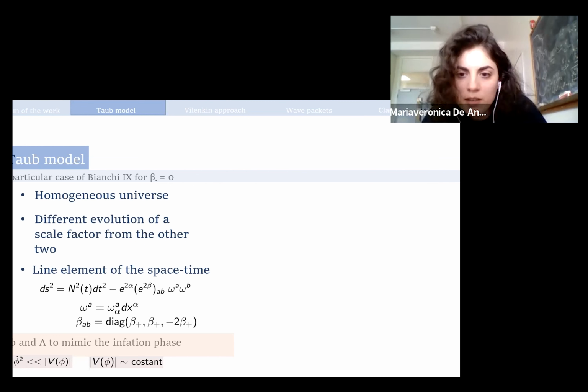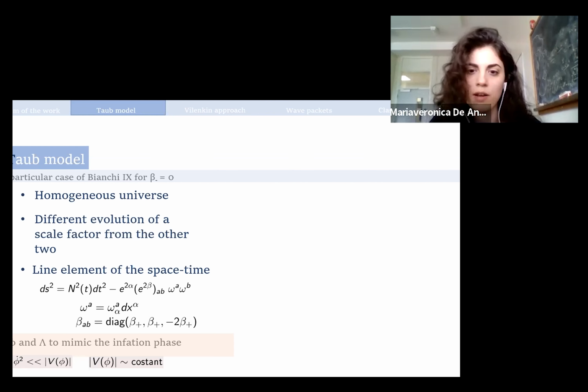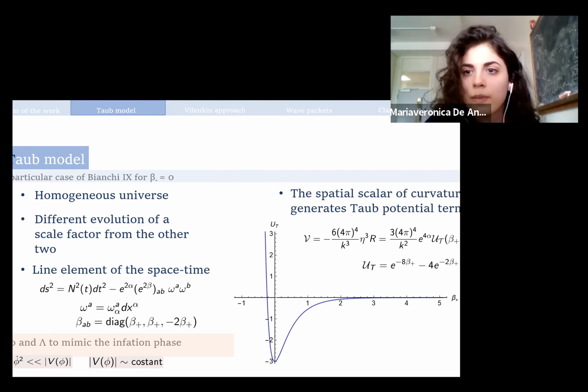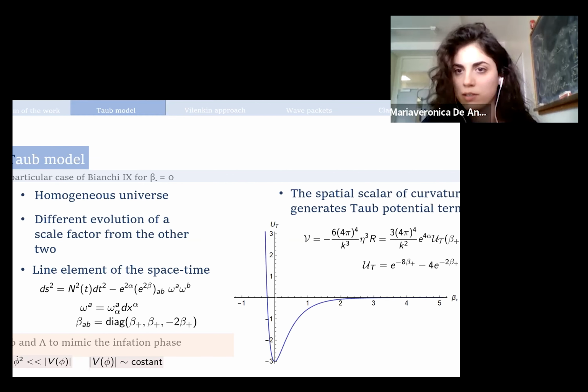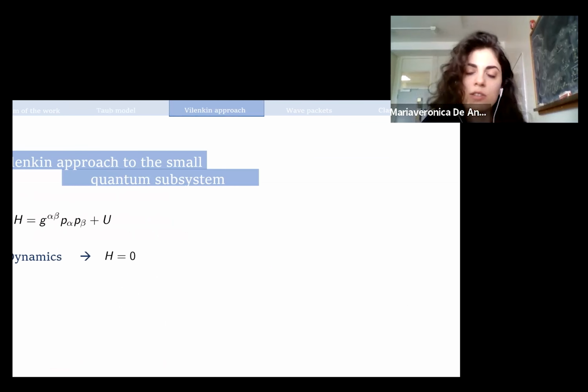So the behavior of the massless scalar field that we added well approximates that of an inflation field during the slow rolling dynamics, when the potential term is essentially constant and it provides the cosmological term. We know also the potential that derives from the spatial scalar curvature. And then we know that in quantum cosmology, the dynamics is generated by a null scalar constraint H equal to 0. And so an external time definition is absent.